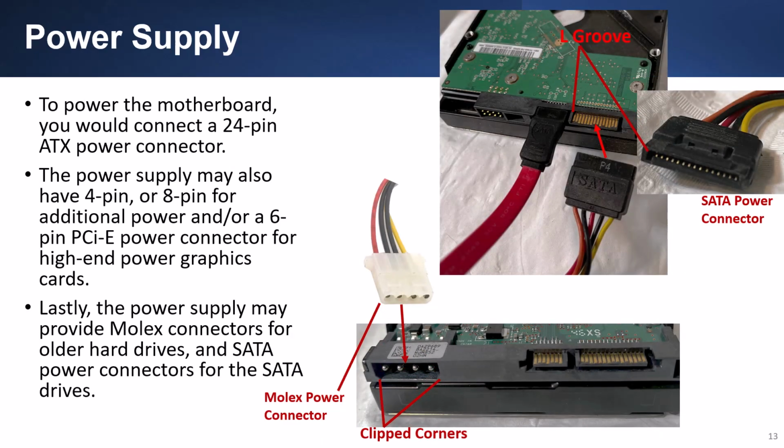This slide shows you a closer look at the SATA power connectors and shows you the legacy Molex power connectors, which has 4 pins. For the SATA power connector, notice the small L groove, which is used to make sure the SATA connectors are connected properly. The Molex power connector also has clipped corners on one side.